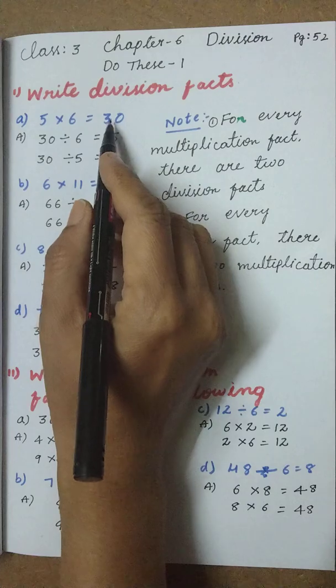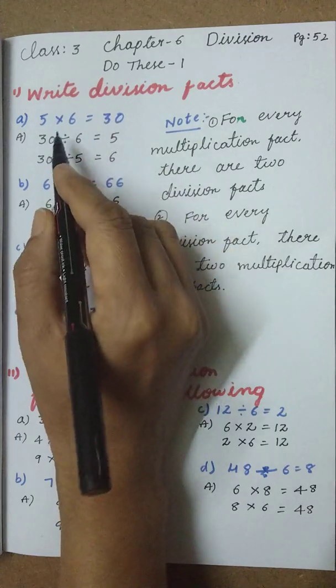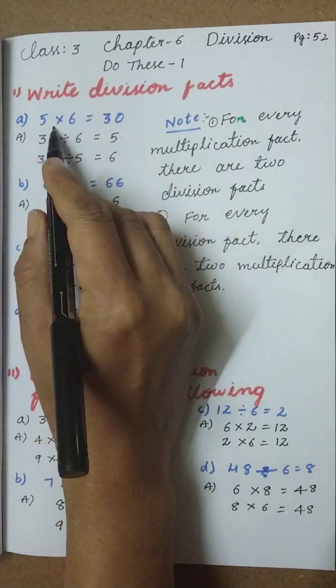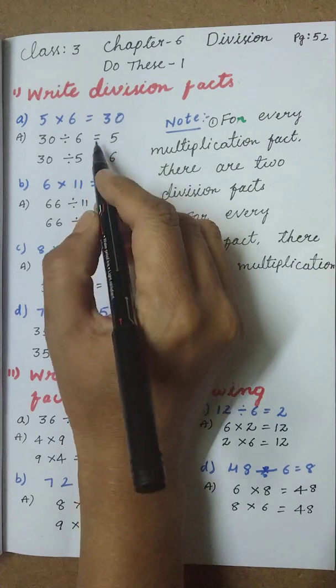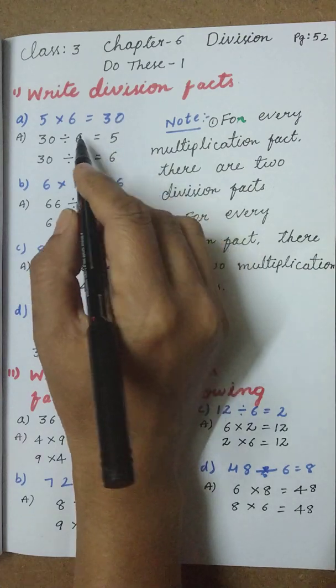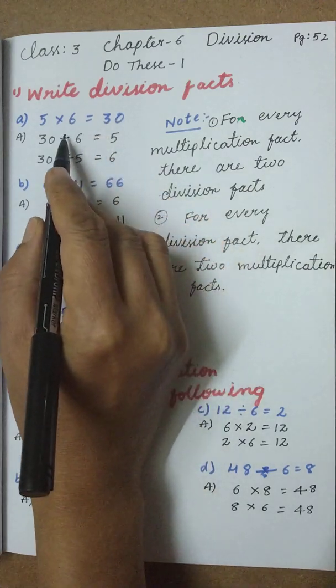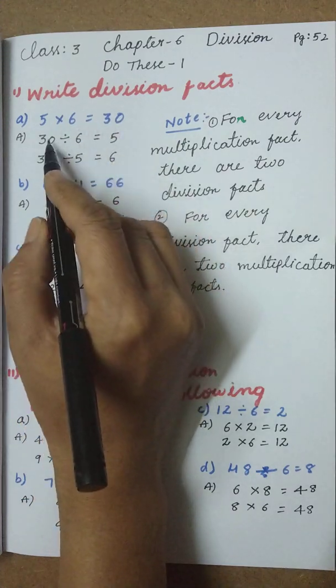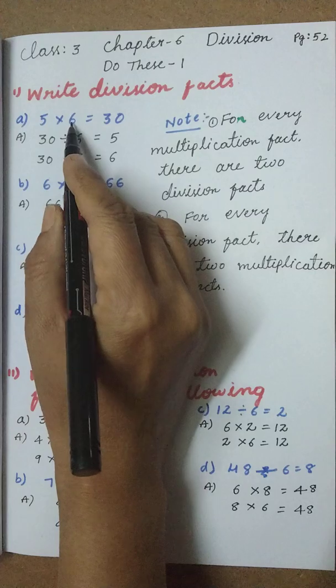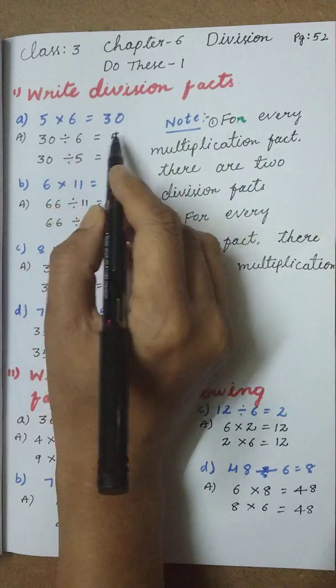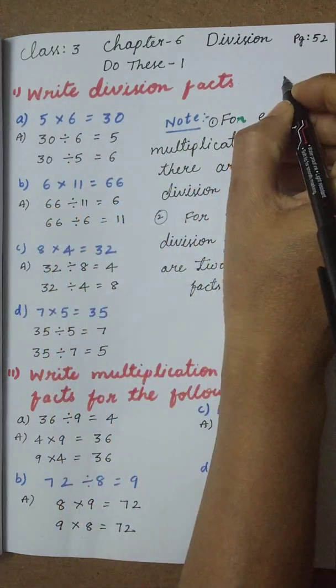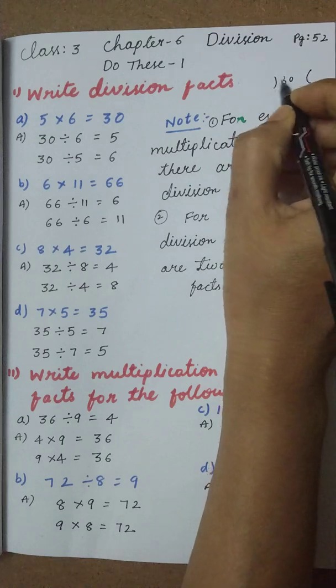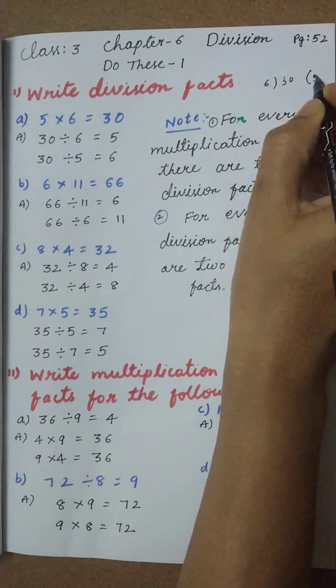See here, 30. First I have written the 30. This is a multiplication fact. For this multiplication fact, we have to write two division facts. For every multiplication fact, there are two division facts. Okay. First I am writing 30. With these 30, if I am dividing with the 6, we are getting 5. Suppose 30 divided by 6 equal to 6. 5 sixes are 30 only, no.